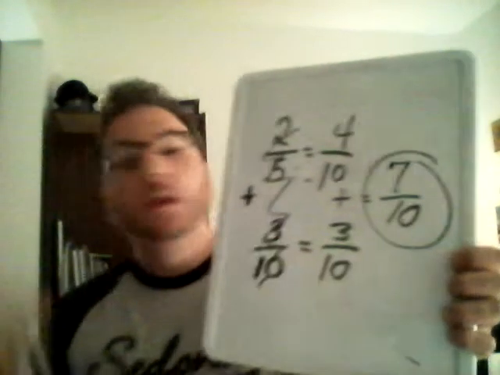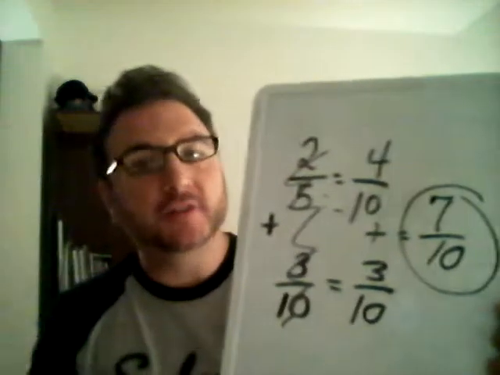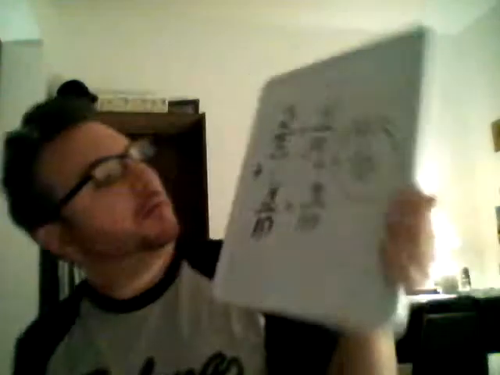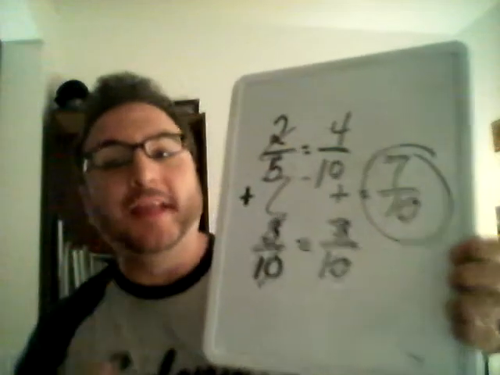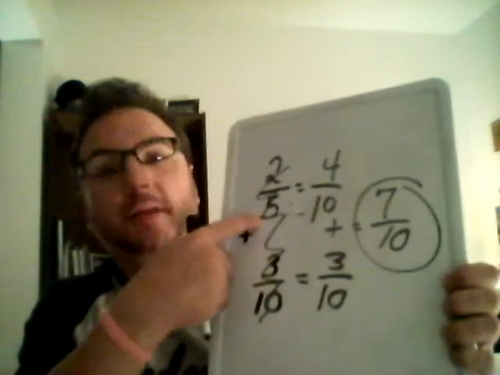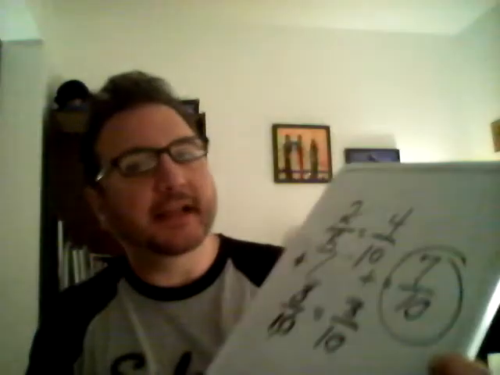7 over 10. If it was too fast, remember, you could always pause it, rewind it, play it back, take notes, whatever you got to do. But there you go. Okay? Now that's one way. That's when the larger denominator is in the smaller denominator's times table. But sometimes it's not that easy. And for this one, I'm going to flip the board horizontally, and you'll see why in a minute.